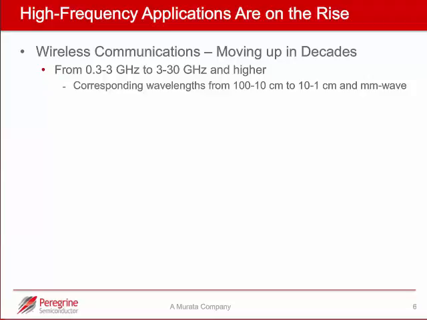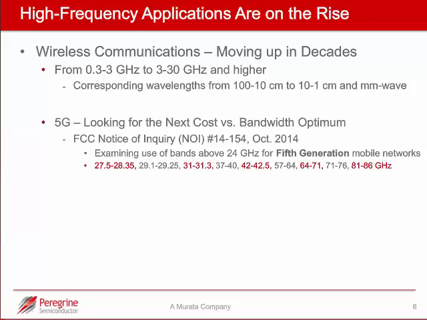And if we look specifically at cellular, the next generation, the fifth generation, is looking at the next cost versus bandwidth optimum. The FCC has issued a notice of inquiry. The NOI number 14-154 was released last October, and there are more than nine different bands that are being considered for placement of the fifth generation. So it's a lot of questions being asked, not a lot of certainty, except that it's going to be a higher frequency and greater bandwidth.